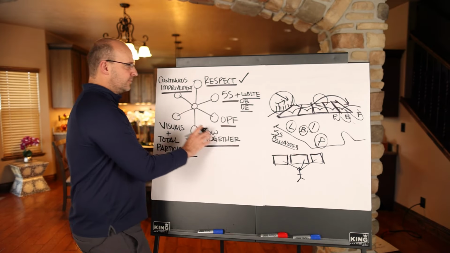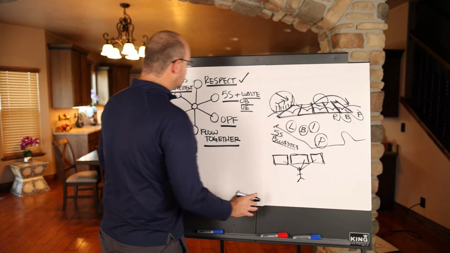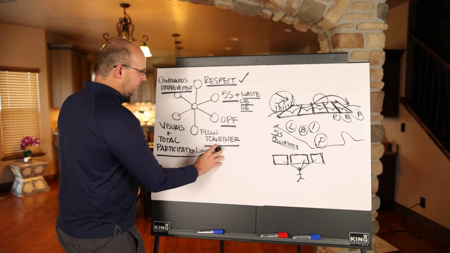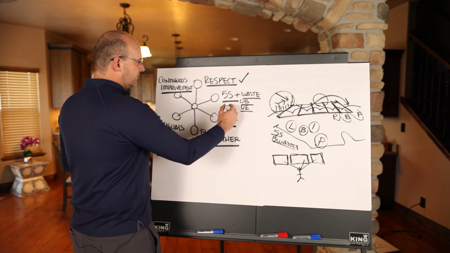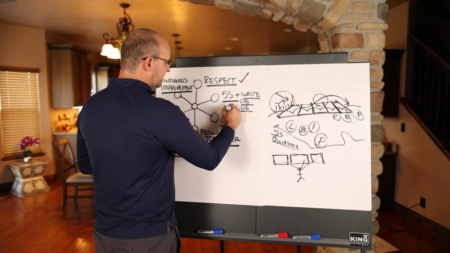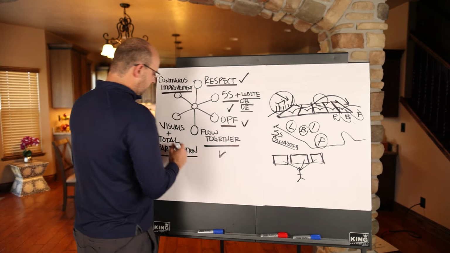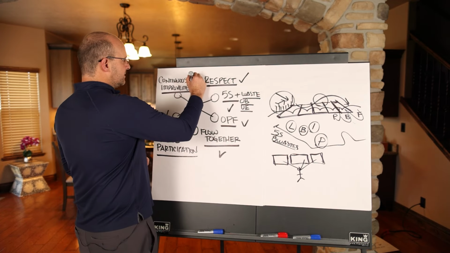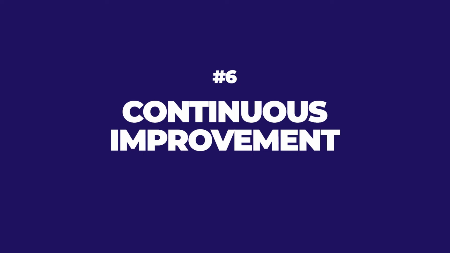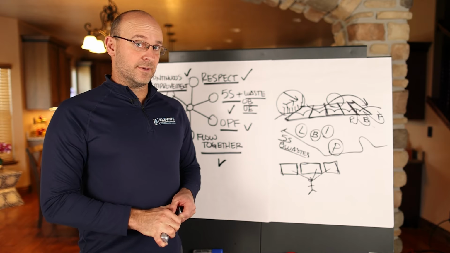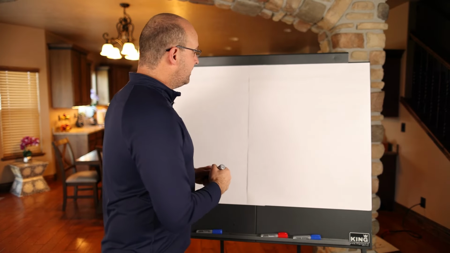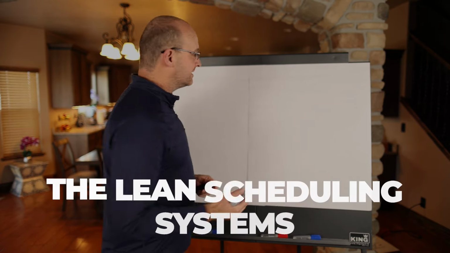And then continuously improve. If all of the trades on your project site now see the plan and you're flowing together, you can improve that. So respect, stability, flow, total participation with visual systems allows you to continuously improve everything you're doing on your project site. So that leads us to topic number 3. So topic number 3 is where I tell you about the lean scheduling systems.